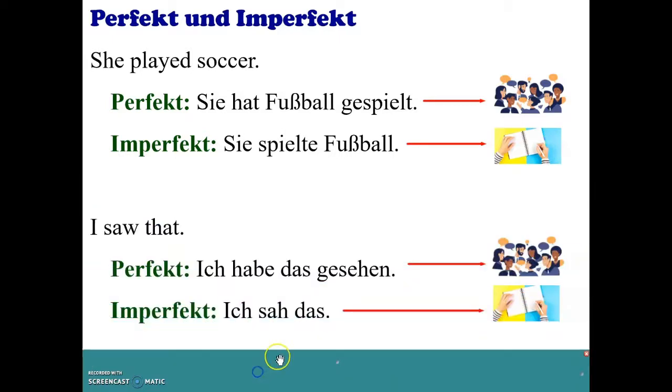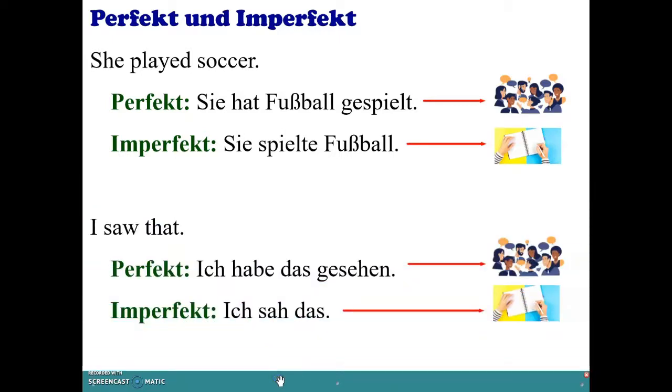Second example of this, I saw that. Perfekt, ich habe das gesehen. Imperfekt, ich sah das. So our first example, ich habe das gesehen, would be our spoken past tense. Ich sah das would be a written past tense.